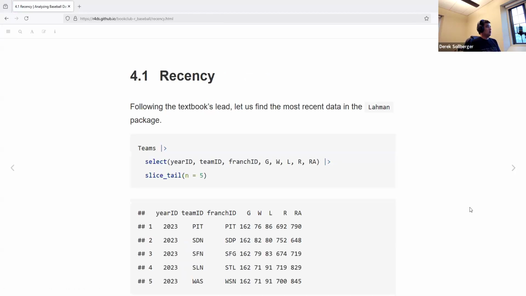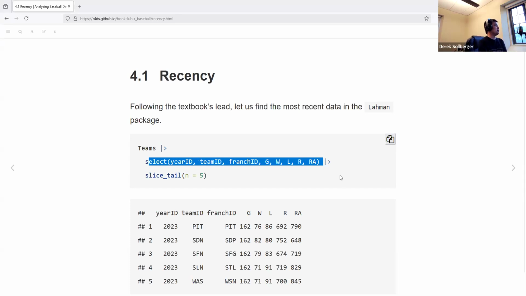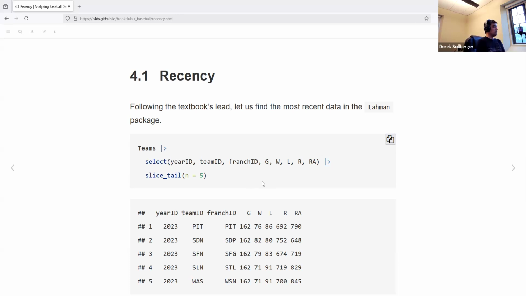Following the textbook's lead, I wanted to double check and see what the most recent data was in the Lahman package using mostly the same code. In particular, we're starting with the teams data frame, grabbing some columns that we're going to use today. And this in general is a good strategy, especially when you're doing machine learning, to only bring along the columns that you're going to use in the calculations. So here we have the year ID, team ID, franchise ID, number of games, wins, losses, runs scored, and runs allowed.